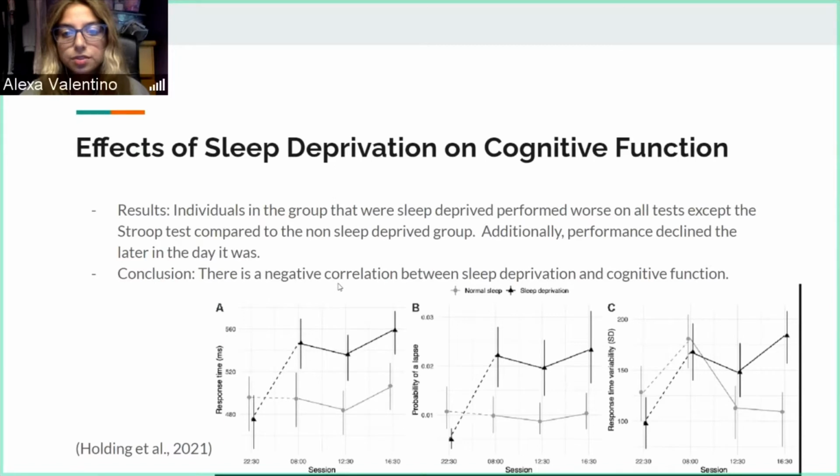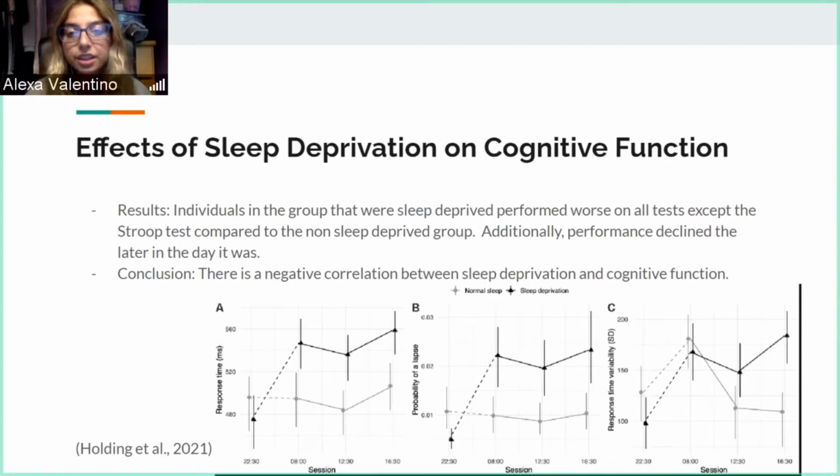The general results of these tests showed that individuals in the group that were sleep deprived performed worse on all except the Stroop test compared to the non-sleep deprived group. Additionally, performance declined the later in the day it was, so performance at 8 a.m. was better than performance at 12:30 or 4:30 p.m. Specifically for each test, the simple attention test showed an increase in response time for the sleep deprived group, so these individuals took longer to perform the task than the well-rested group.